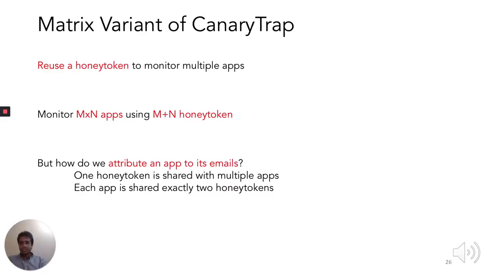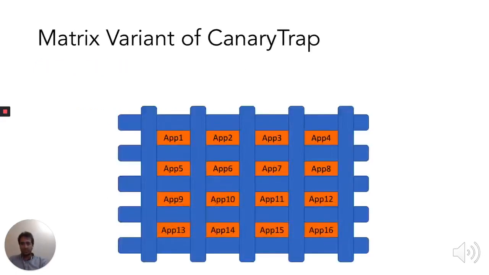The next challenge is: in case an unrecognized email comes in, how do we tell which app is responsible for sending this email if we have leaked one honey token to multiple apps? In the matrix variant, honey tokens are shared with a specific arrangement, such that while one honey token is shared with multiple apps, each app is shared with exactly two honey tokens.